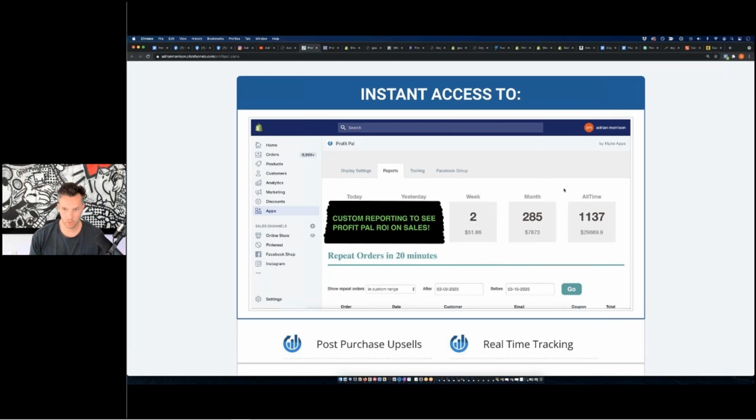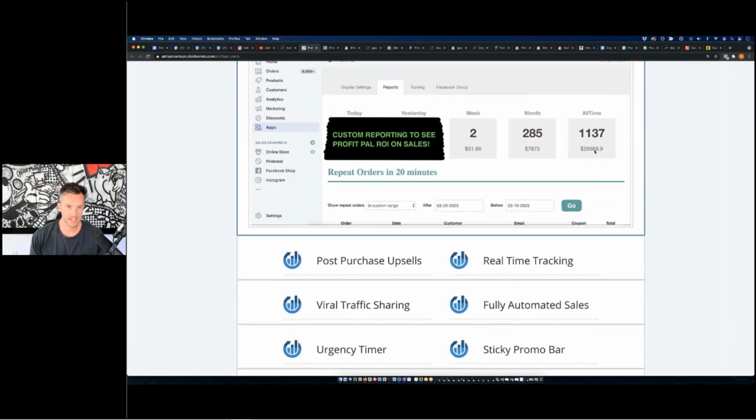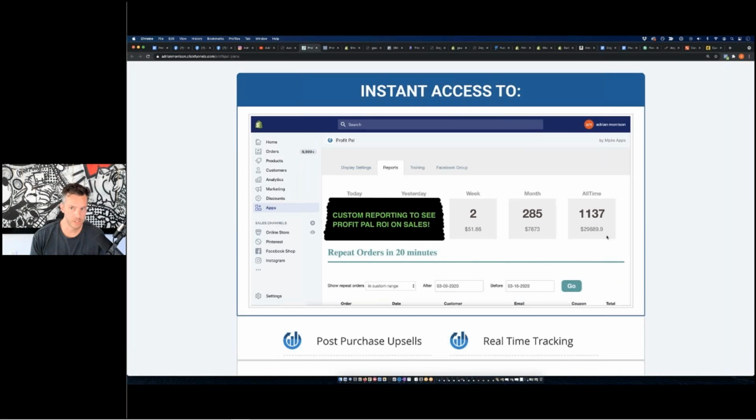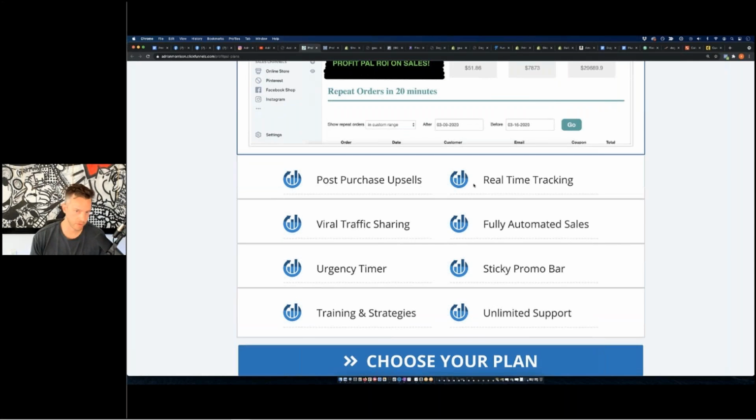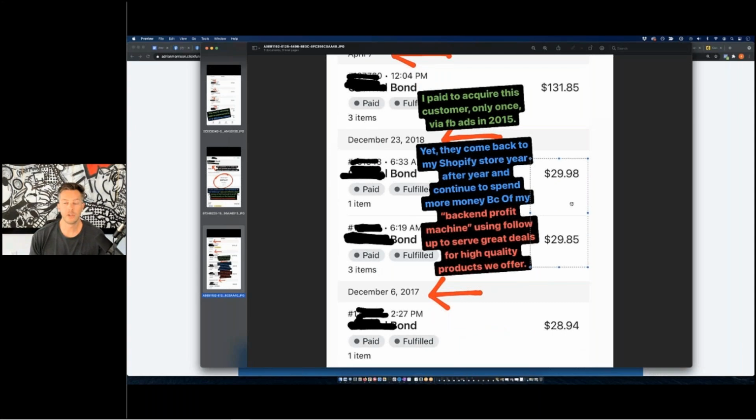And for one of my stores, this has done $29,689 in additional sales, right? So that's where you saw that double up happen here. I was using this app that does instant post-purchase upsells and sends people on a shopping spree. That happened right here, where it turned this $29 sale into a $60 sale 13 minutes later.